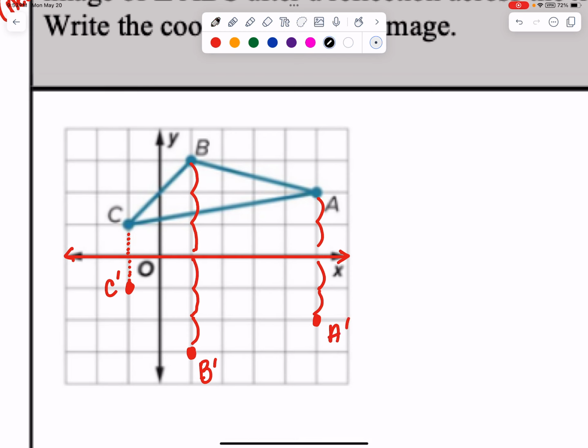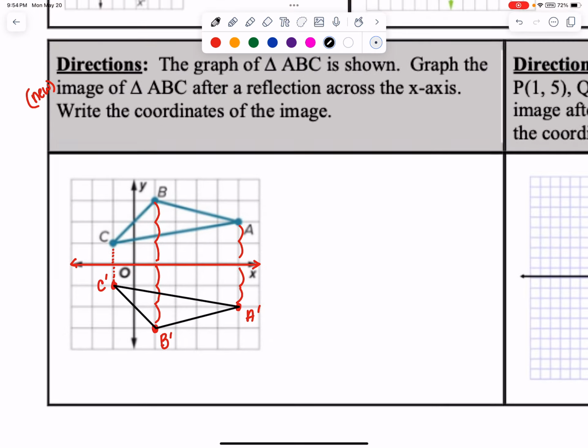Now we can change colors and connect those points. I'm going to hard press here, and then I can have nice crisp connections. Hard press, make the line, nice and easy to connect. So you can see the reflection like a mirror over that x-axis.